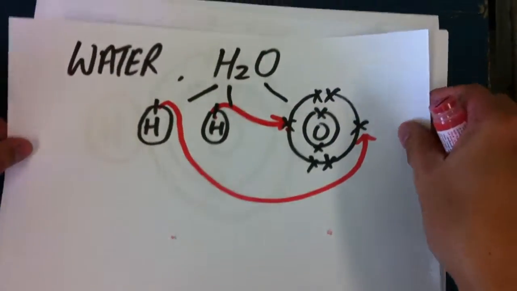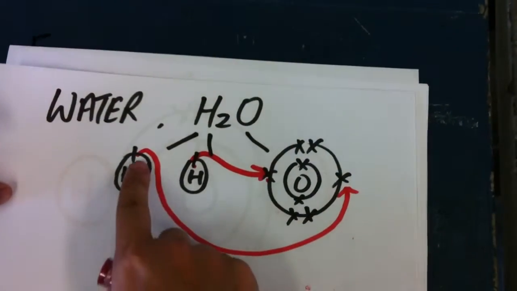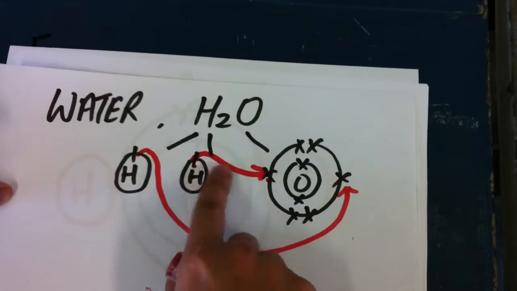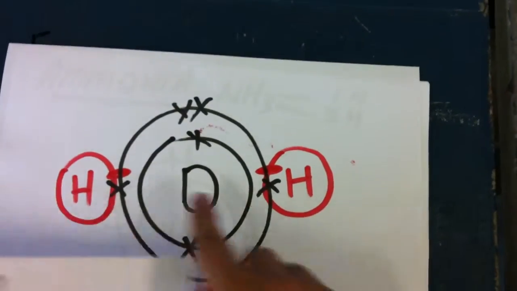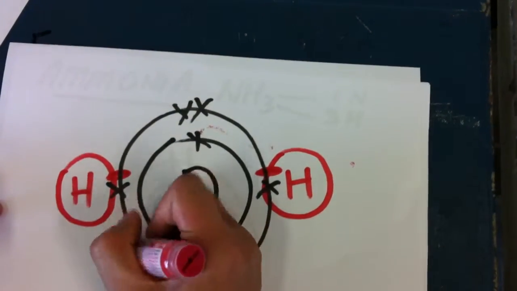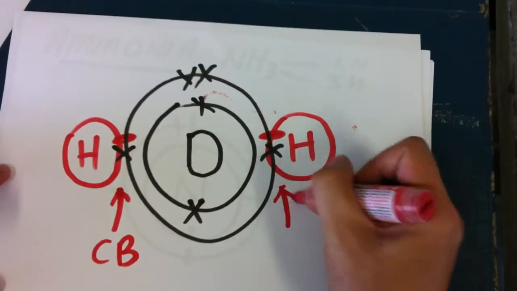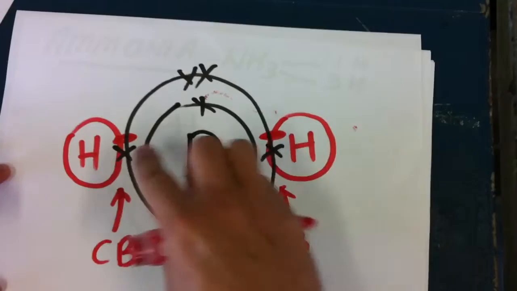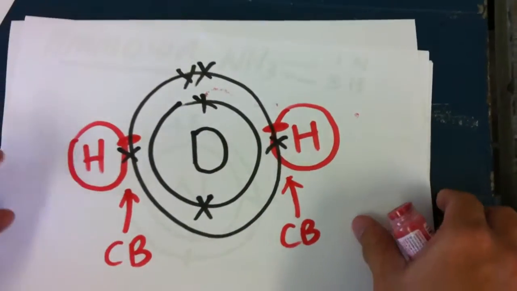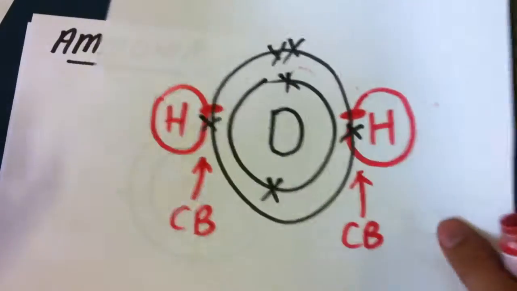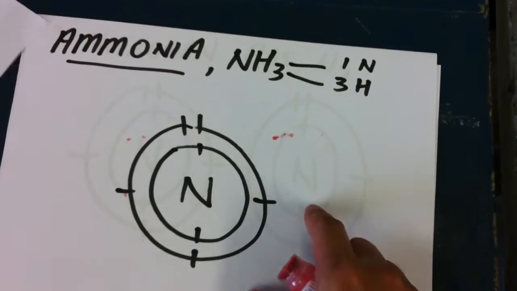So from here, single electron pair, single electron pair, and you get a covalent bond. This is a covalent bond. Single covalent bond, one pair of electrons. Check. Okay, let's look at the next one.